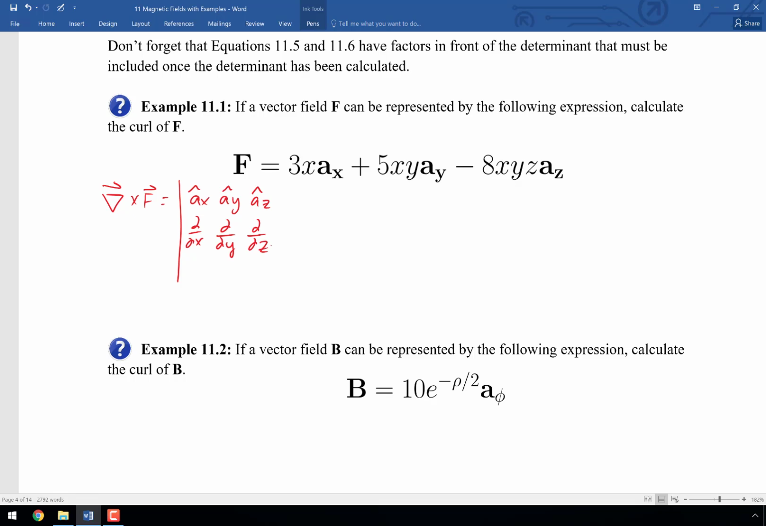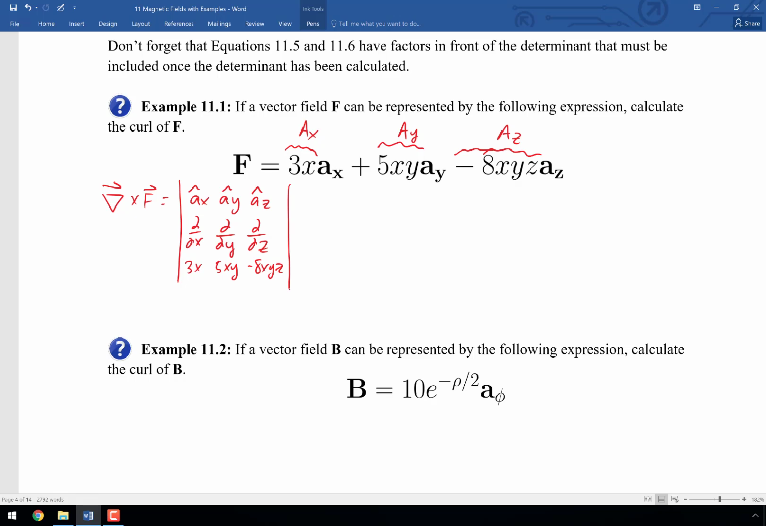And on the bottom row, it has the 3 components. This component right here, we've called a sub x. This component we've called a sub y. And this component with the negative sign, we've called a sub z. So I'll have 3x, and I'll have 5xy, and then I'll have negative 8xyz. And we close the determinant. And really our only job then is to figure out this determinant.